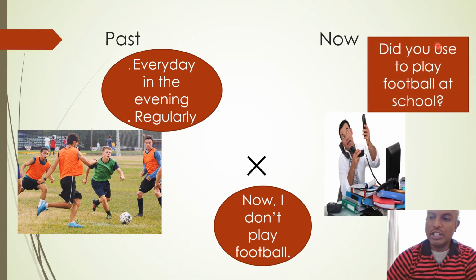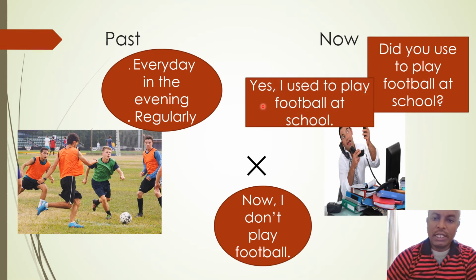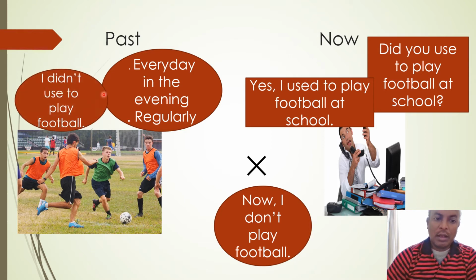The question: did you used to play football at school? Yes, I used to play football at school. Negative: I didn't used to play football at school. So after didn't, verb 1, and in the same way used to and then verb 1. And question: did you, subject and then verb 1. Make sure it's used to, not used.